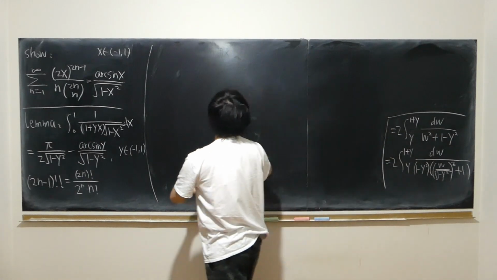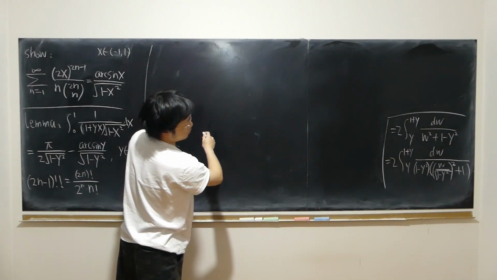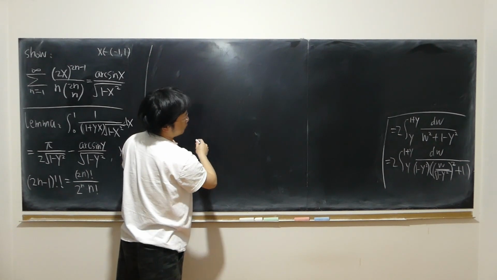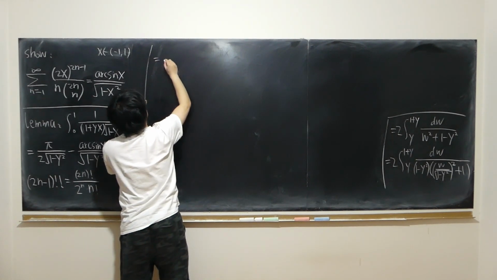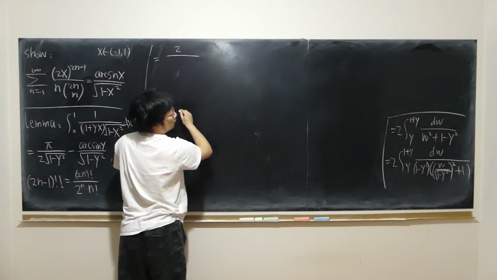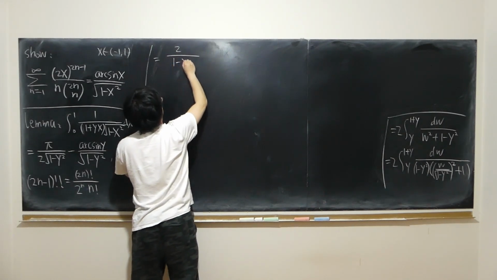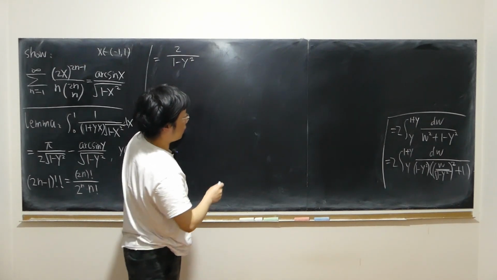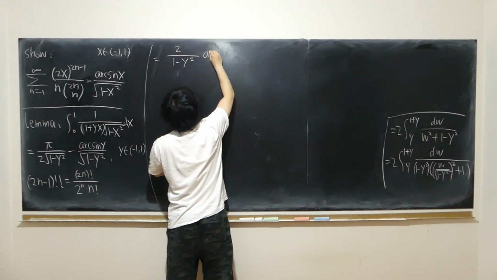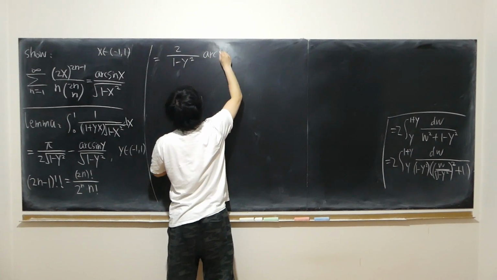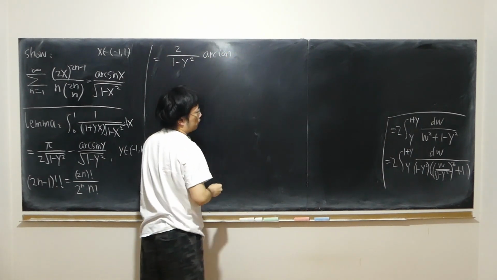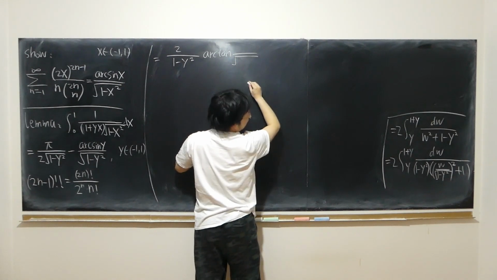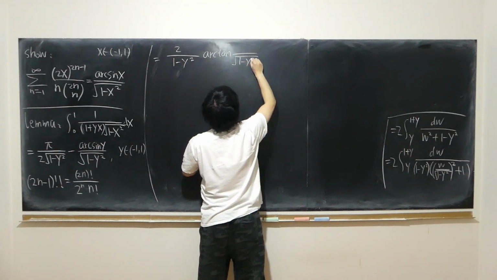Right? So let me just pull out the 1 minus y squared, because we treat y as a constant. So 2 over 1 minus y squared. Right? It becomes arctangent of square root of 1 minus y squared w.